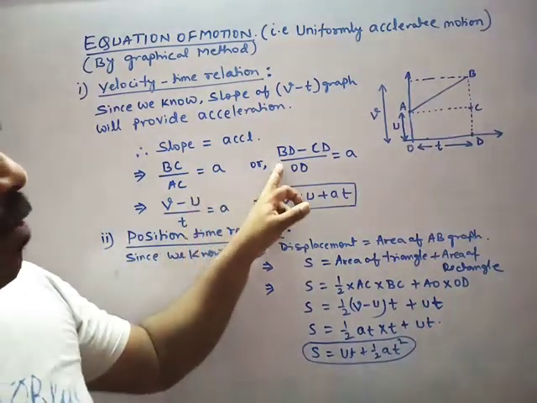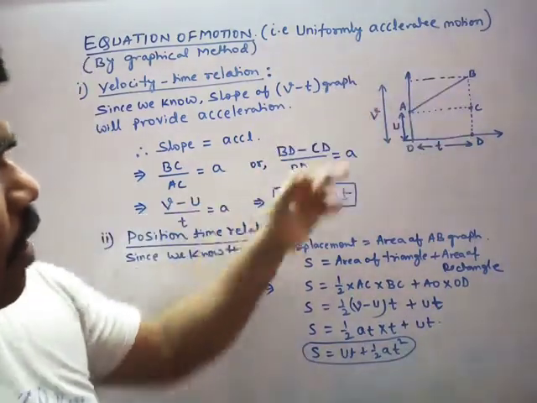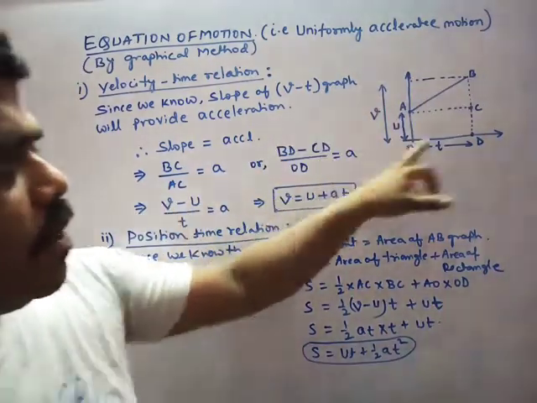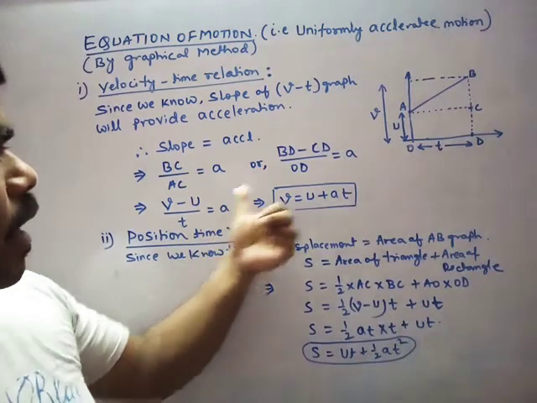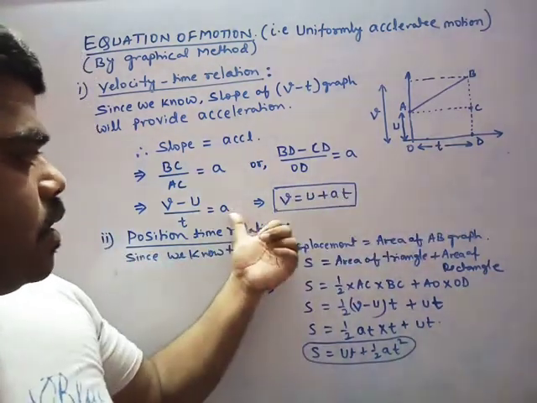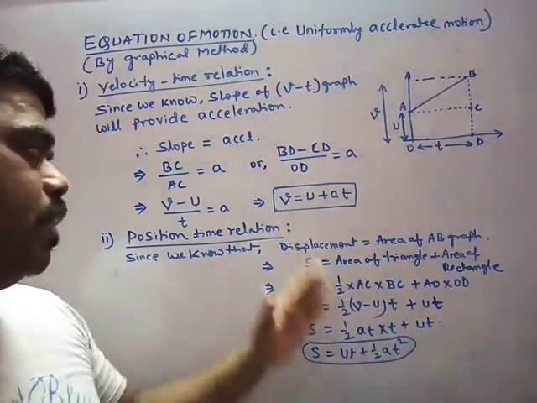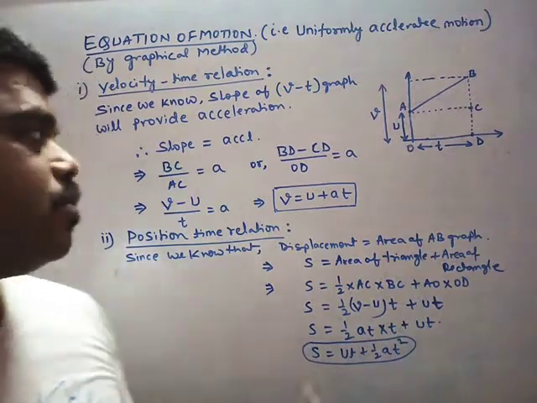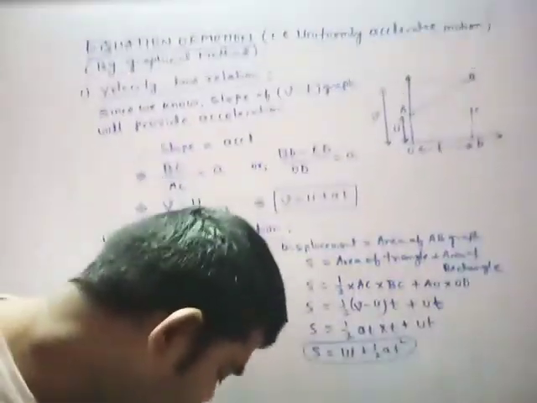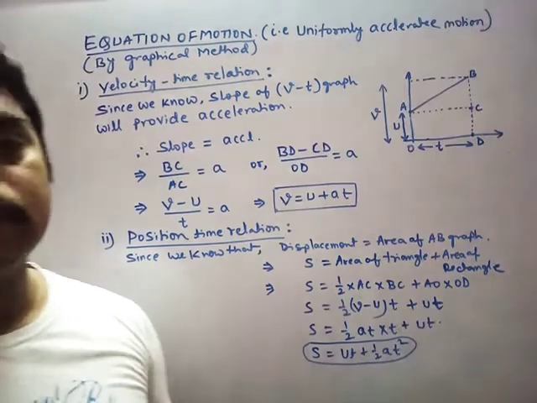So what is the meaning of BD? BD is my V, I have written here V. What is the meaning of CD? It is my U, I have written here, and OD indicates the time. This is the acceleration. So in this way I will get my first equation of motion, and that is called the velocity time relation. Is it clear?